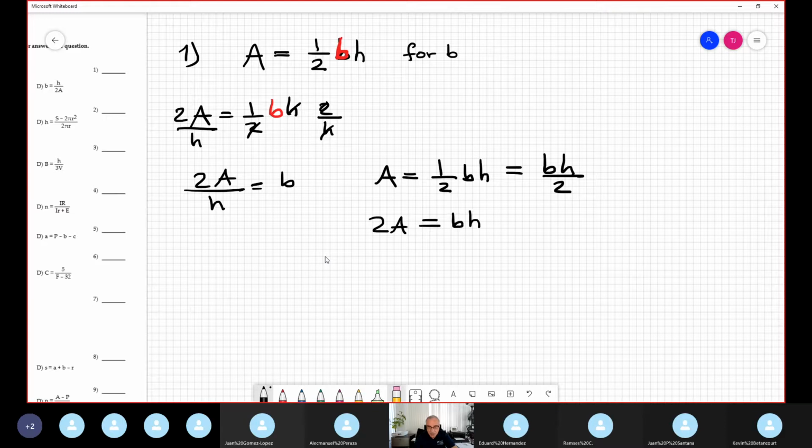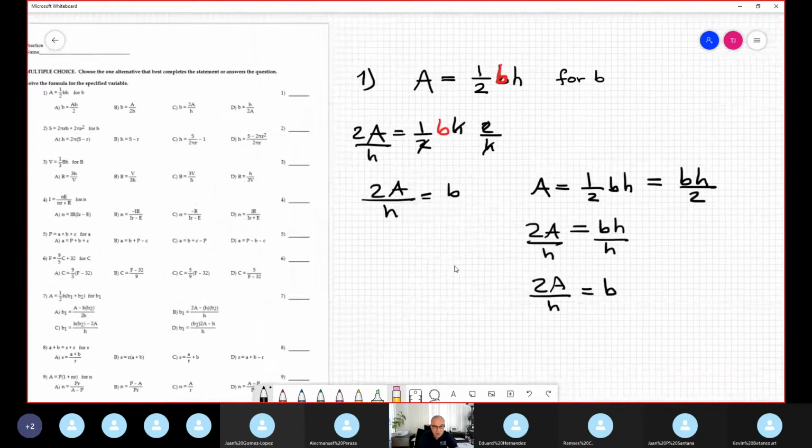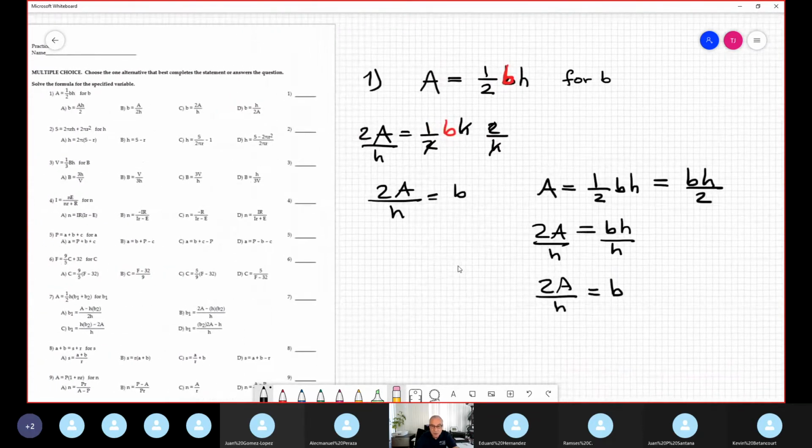And finally, I want to isolate B. H is multiplied, so you divide both sides by H. 2A over H is equal to B. And we get the same answer. Doesn't matter which way. This is a shortcut. I like that way because it's fast. So you multiply by the reciprocal.